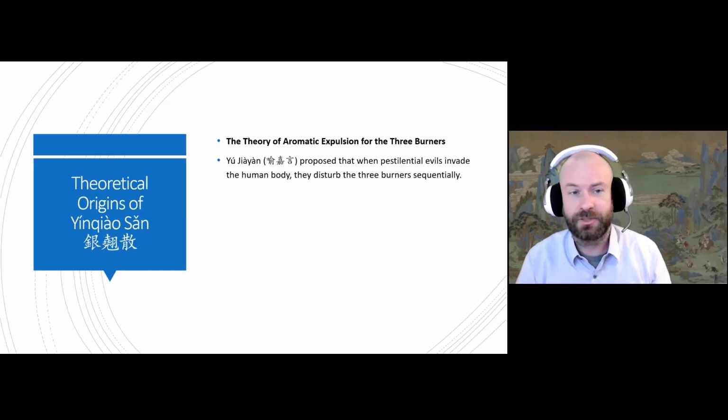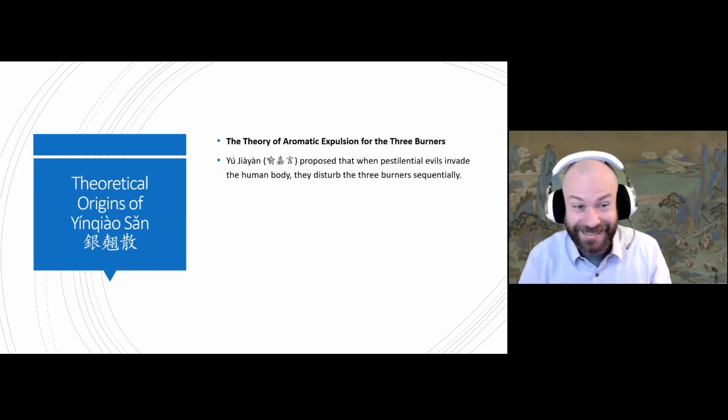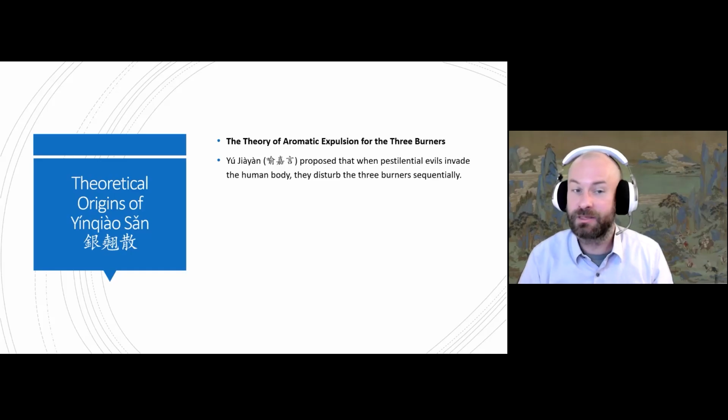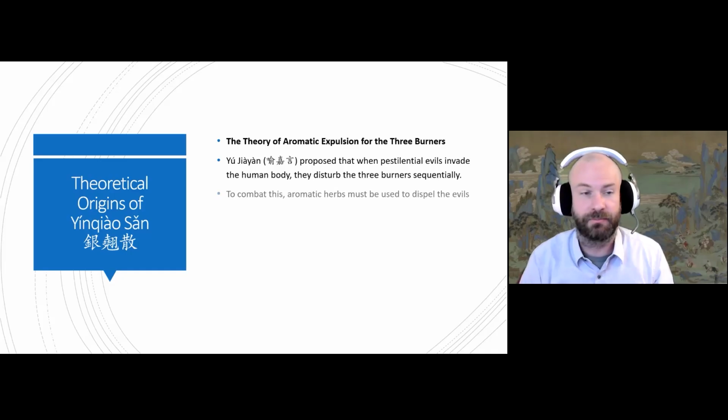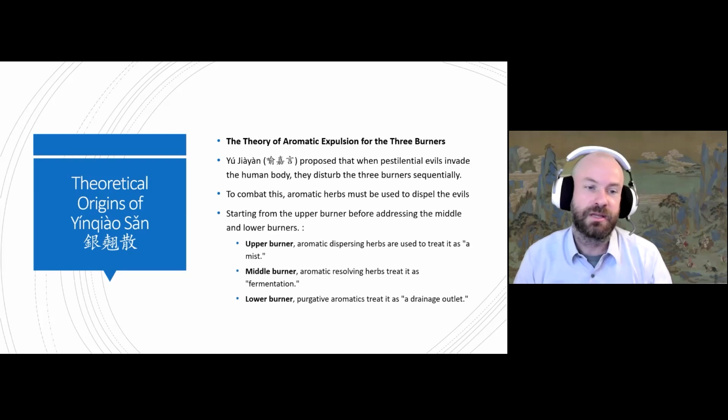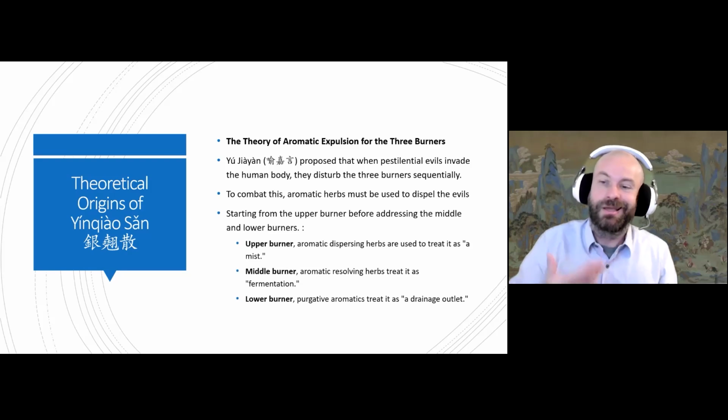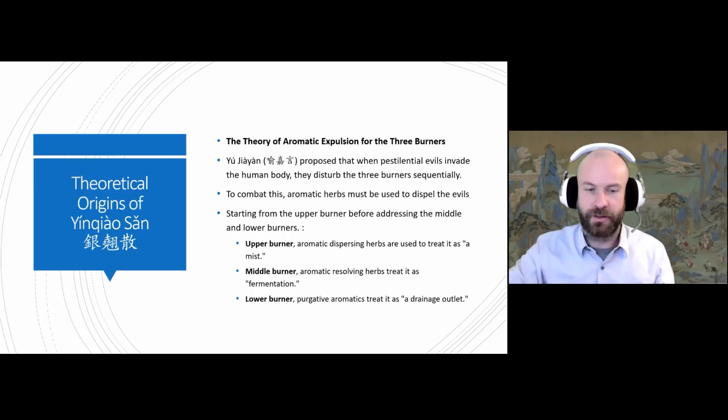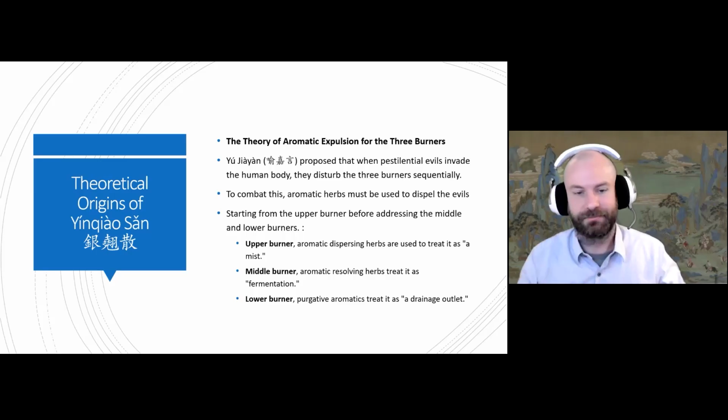Yu Jiayan proposed that when pestilential evils invade the human body, they may disturb the three burners sequentially. To combat this, he says aromatic herbs must be used to dispel evils, starting from the upper burner before addressing the middle and lower burners. So basically, he argues that you treat each burner, moving downwards.